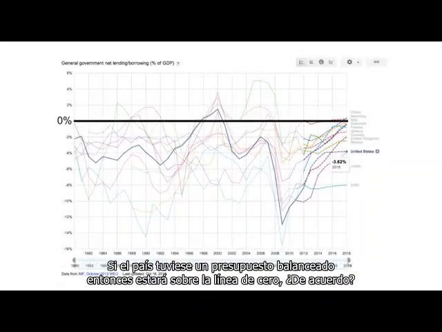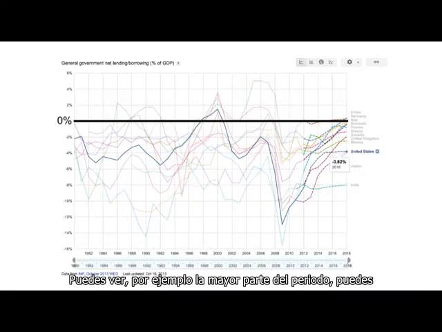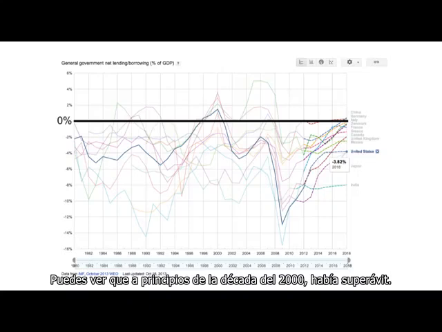If the country had a balanced budget, then we would be on the zero line. Now you can see very clearly that the United States doesn't have very many balanced budgets. For example, most of the period, you can see the deficits running 2 to 4% of GDP, sometimes larger. You can see that when we get into the early 2000s, there was a surplus. And it was quite a large surplus for a little period. And then you can see that the budget plunges back down into deficit.